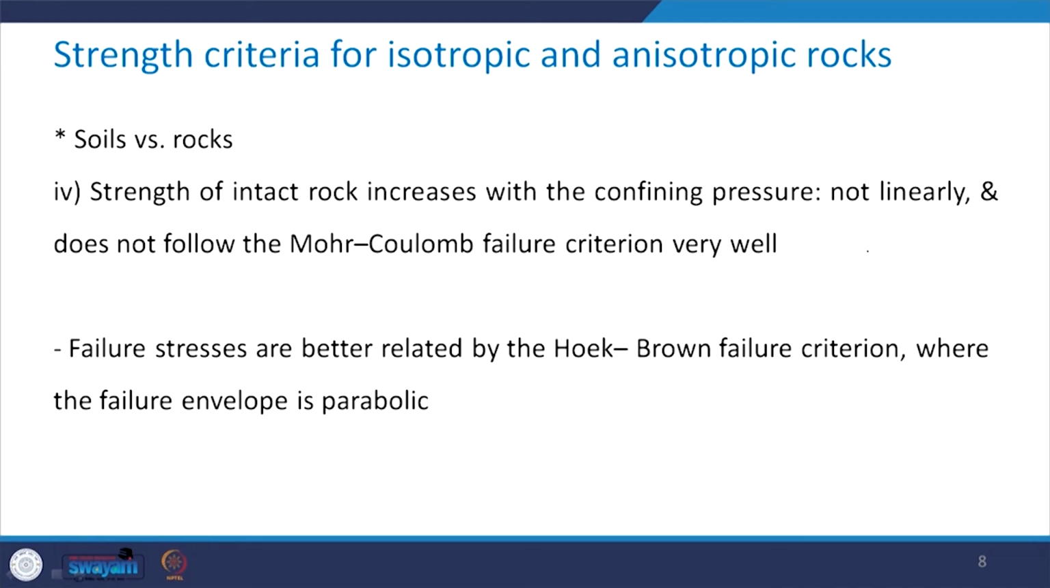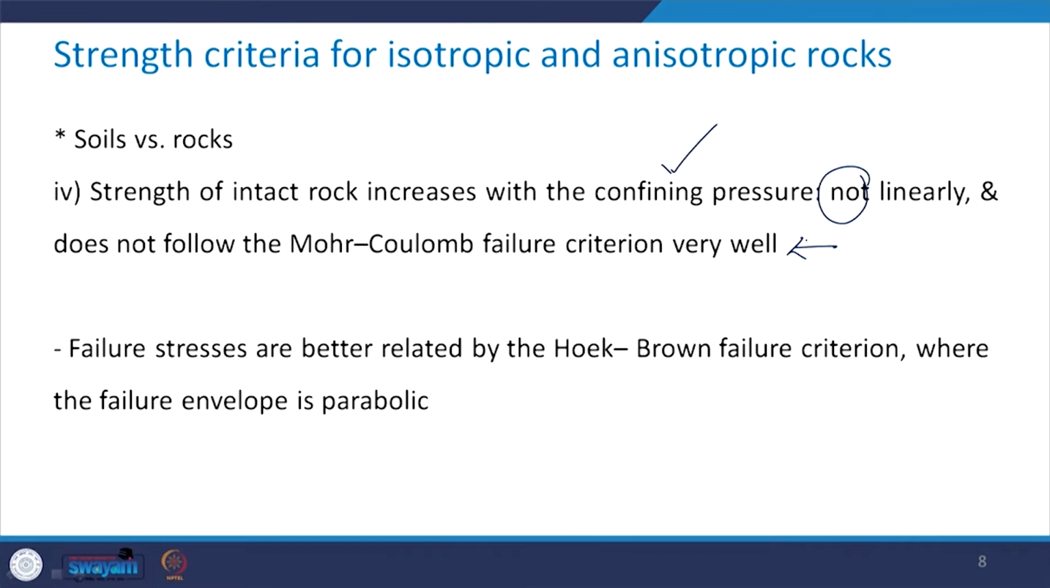Then the fourth criterion is the strength of the intact rock. It increases with the confining pressure, and this increase is not linear, and it does not follow the Mohr-Coulomb failure criterion very well. In this chapter we will learn about the details of the Mohr-Coulomb criterion and other criteria which are more suitable for rocks and rock masses.